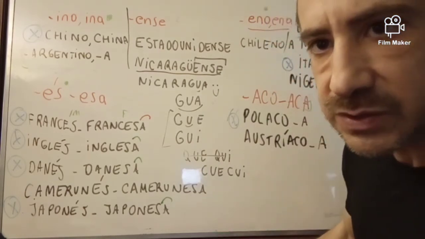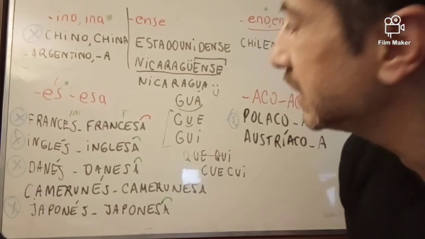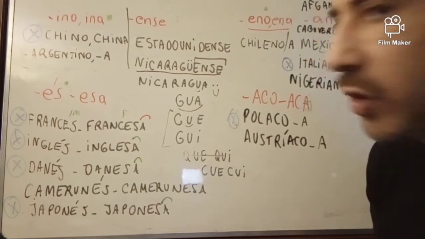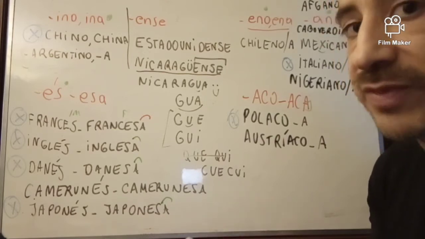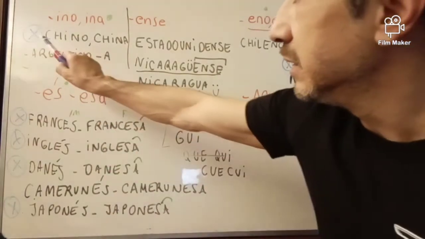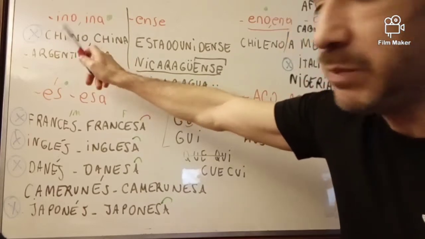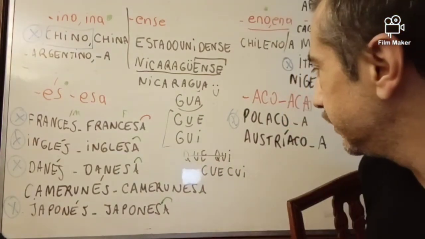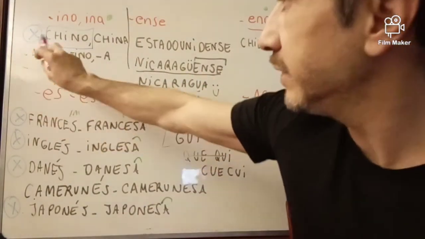And I made a cross, as I told you before, on the left of some nationalities to indicate that the word that we use for the language coincides with the one we use to indicate the nationality. So, for example, in the case of China, people speak Chinese or chino.